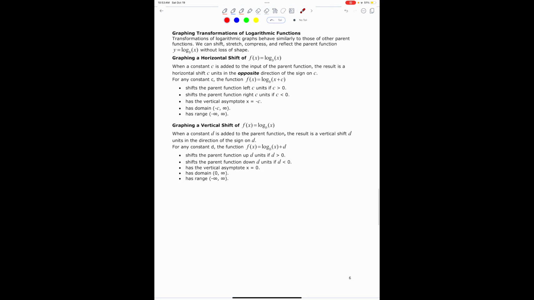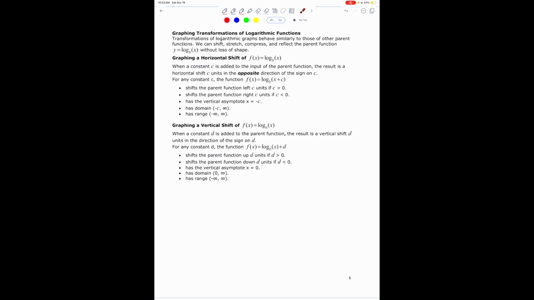Section 6.4, Part 2, Graphing Transformations of Logarithmic Functions. Transformations of logarithmic functions behave similarly to those of other parent functions. We can shift, stretch, compress, and reflect the parent function y equals log base b of x without the loss of the shape of the parent function.